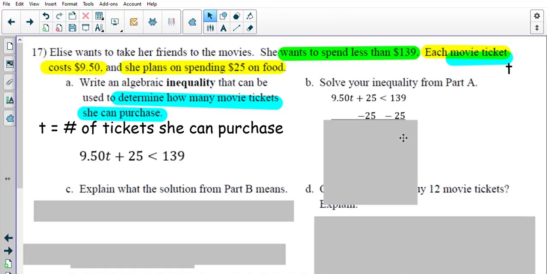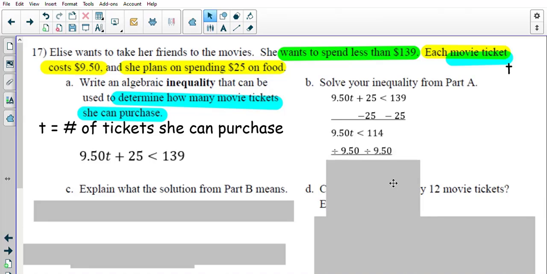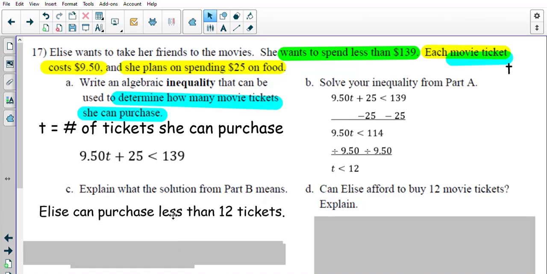So we're going to subtract 25 from both sides to get $9.50 T is less than 114. Divide both sides by $9.50, and that's going to get us T is less than 12. So when we go to explain what this means, we need to be very specific. Since T is less than 12, Elise can purchase less than 12 tickets.